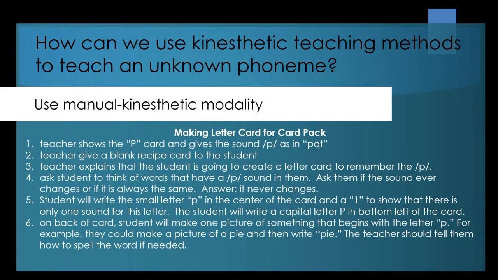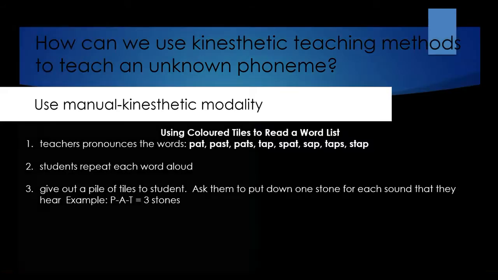Then in the corner, I usually do the bottom left corner, the student will write the capital symbol for P on the card. On the back of the card, the student will make one picture of something that begins with the letter P. For example, maybe they'd make a picture of a pie, and then the teacher would tell them how to write pie. They don't have to spell this, obviously, because they wouldn't have the skills to do that.